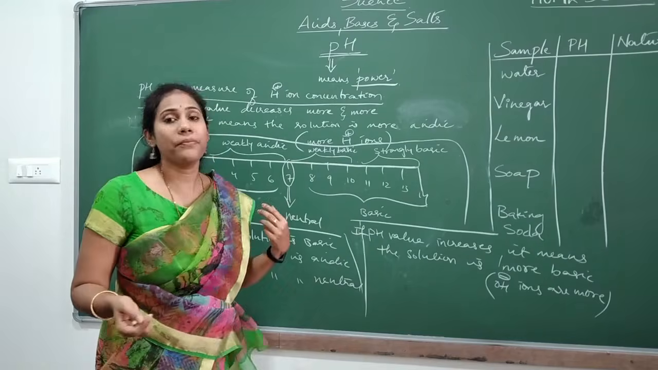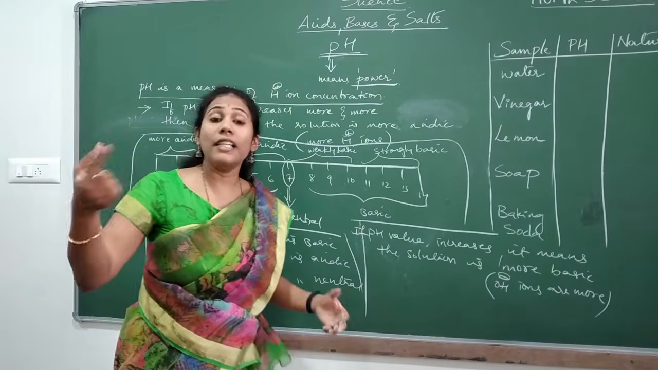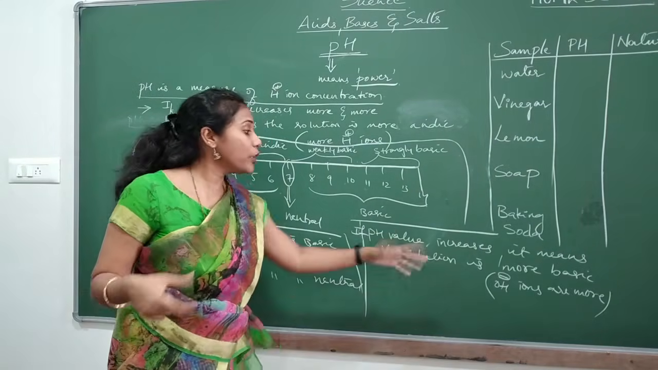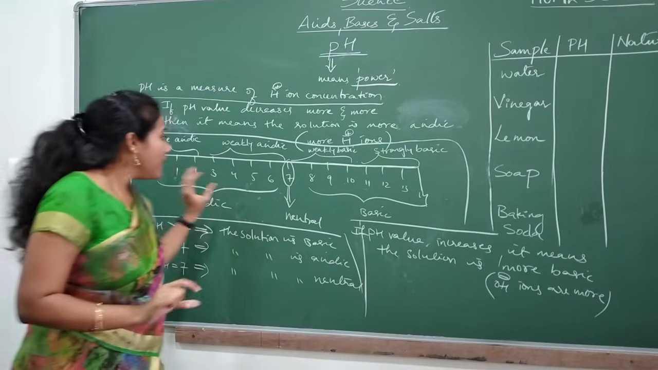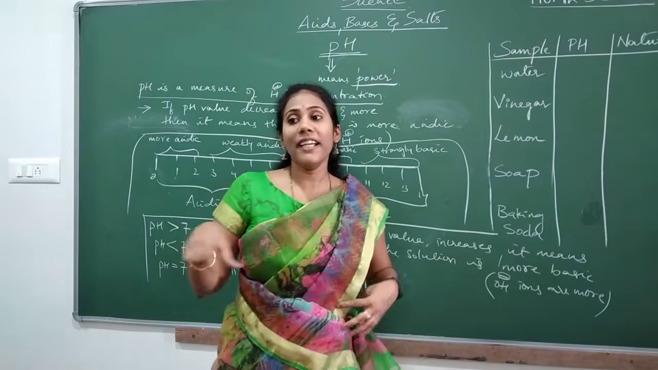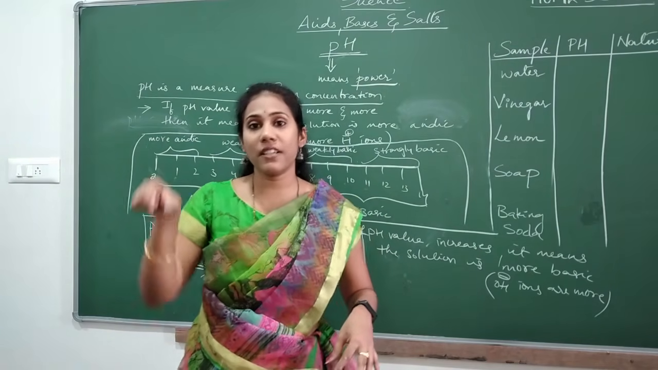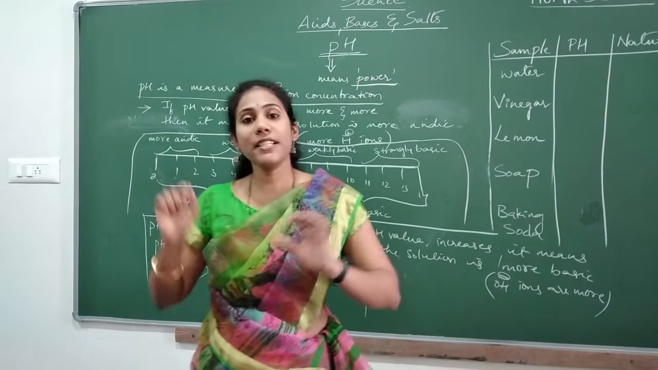It's a weak base. If I get a number 14, what does it mean? The solution is highly basic in nature. That means more and more OH minus ions are there. Okay. So like that, with the help of these numbers, we can always identify which is a strong acid, which is a weak acid, and also which is a strong base and which is a weak base.